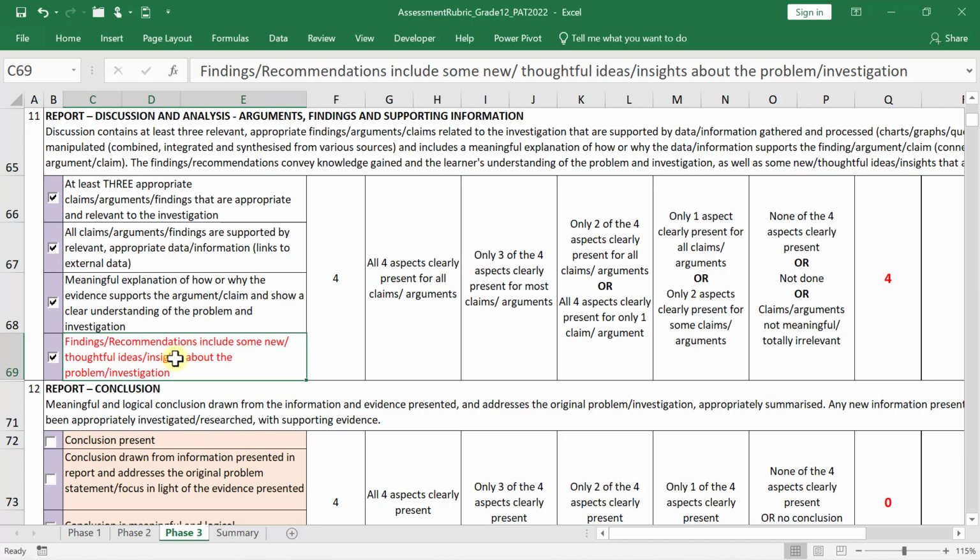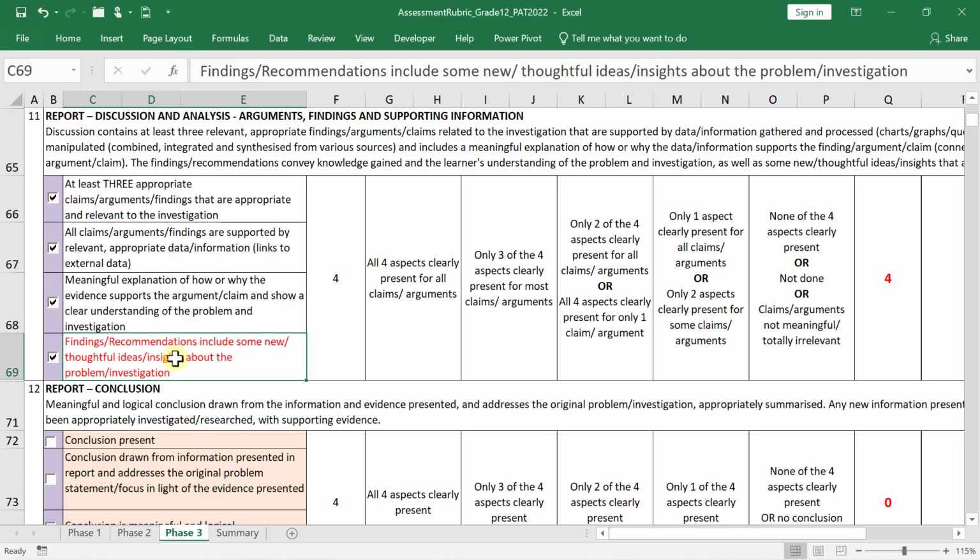Or you are connecting the information that you gathered in your phase 2 questionnaire to something that you researched in phase 1. So for example, in phase 1, you did some research about the statistics for whatever question it was for the whole of South Africa.